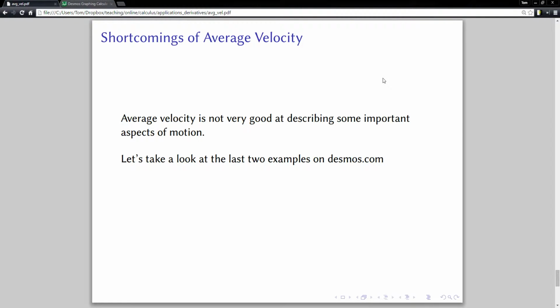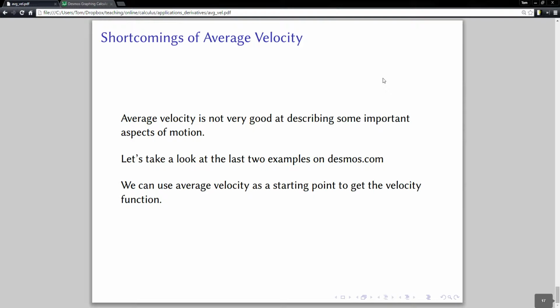So the question is, if average velocity is so bad, then why are we even looking at it? Why are we bothering with this at all? The answer is that the average velocity is a starting point to get the velocity function, which is what we need. Even though it's not great at telling us what's going on over some period of time, in terms of how fast exactly the particle is moving at any time, we can use it as a starting point to get that information.